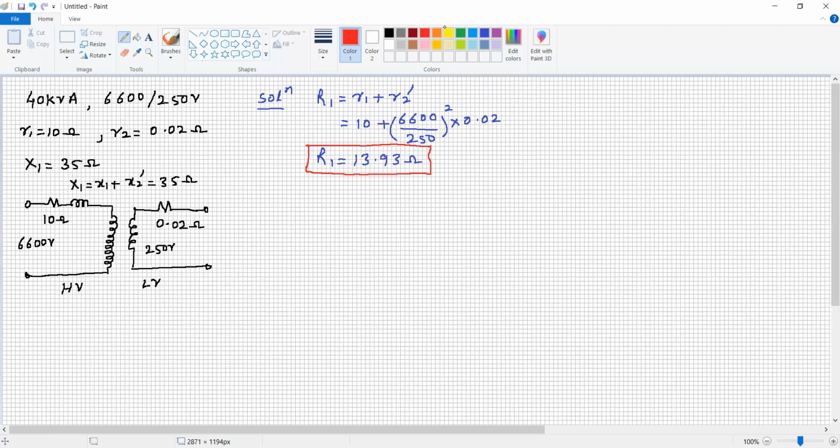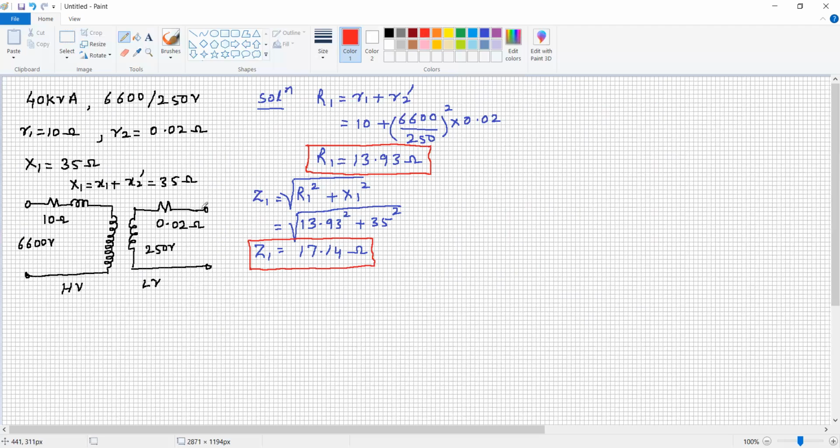So what would be the impedance? Impedance Z1 is equal to the square root of R1 square plus X1 square. So it is equal to the square root of 13.93 square plus the reactance given, 35 square, which is equal to 17.14 ohm. So this is the value of Z1.